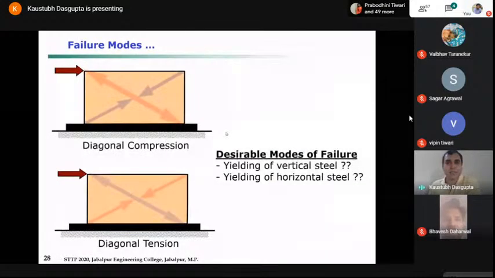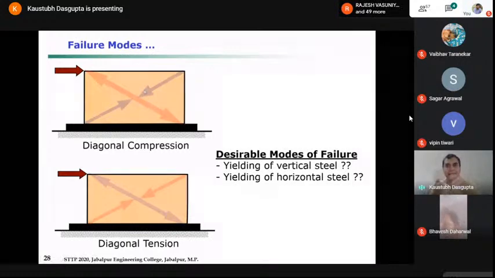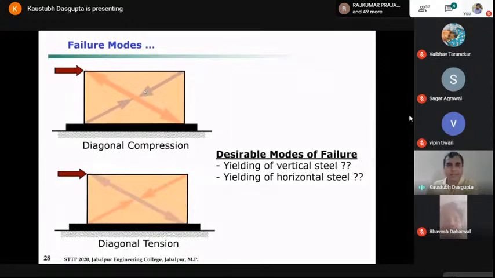So in squat walls, sometimes we try to figure out what can be the desirable mode of failure. Okay, as we know that whenever you have any element in shear, there are two ways the shear can be transferred. One is the diagonal compression, and the other is the diagonal tension. So if you recall your solid mechanics background, you take an element, you apply tau on all the four edges in the complementary way. So you always get this diagonal actions.